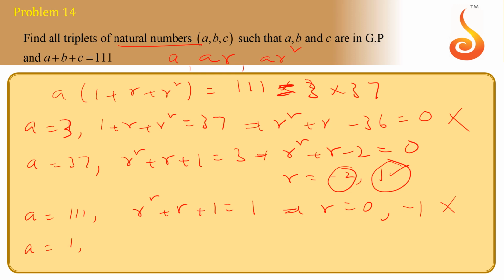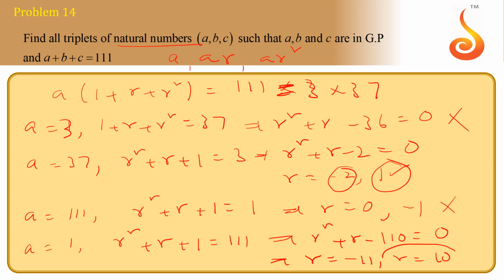Suppose I take A equal to 1, and R square plus R plus 1 is equal to 111. Then R square plus R minus 110 equal to 0. Then here R will be 10 or minus 11, no? So minus 11 is rejected, 10 I can take. So here I will get one more chance. So the possible triplets will be 37, 37, 37. And if I take R equal to 10, A value is 1, no? So 1, 10, 100. Reverse also, so 100, 10, 1 also. So those are the possible triplets.